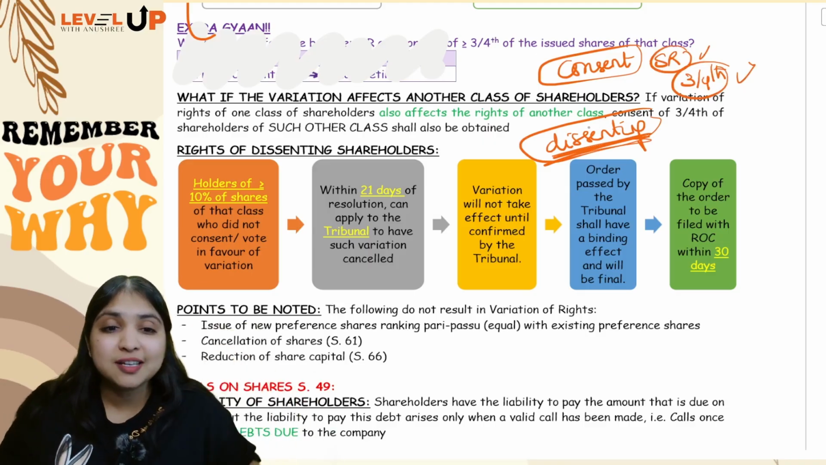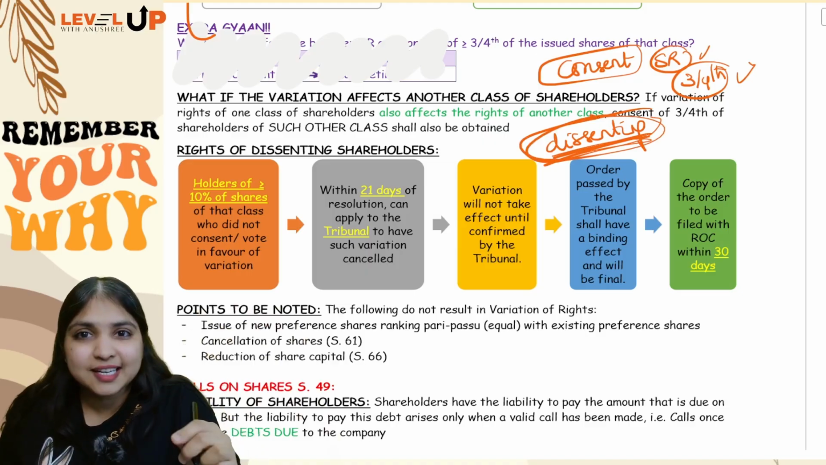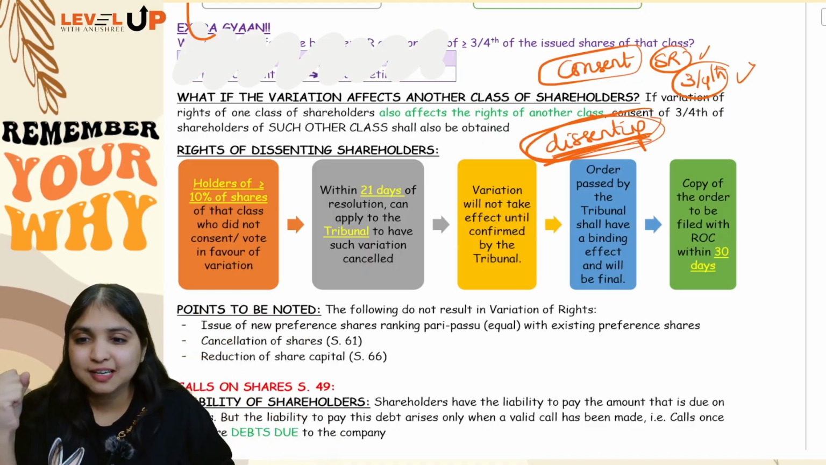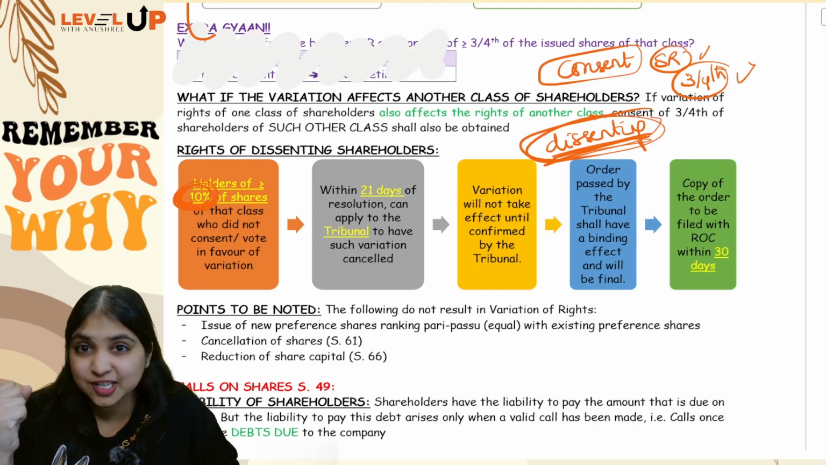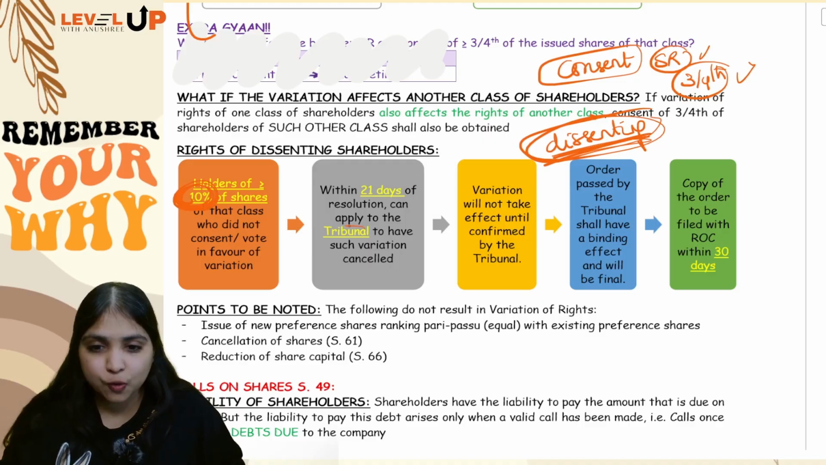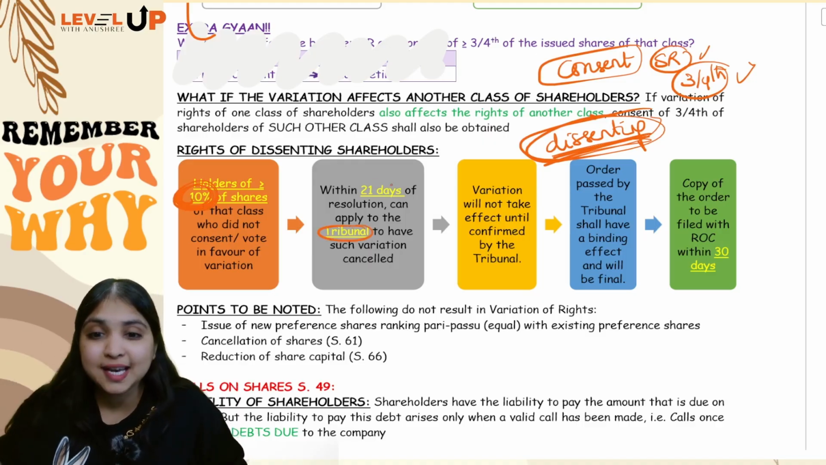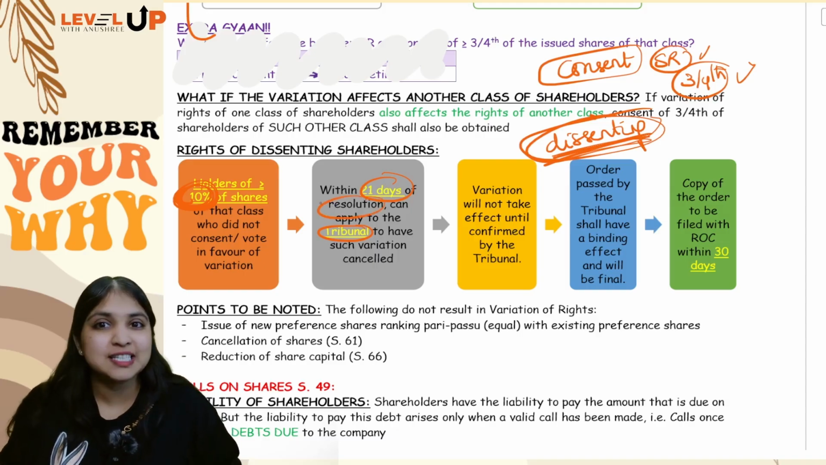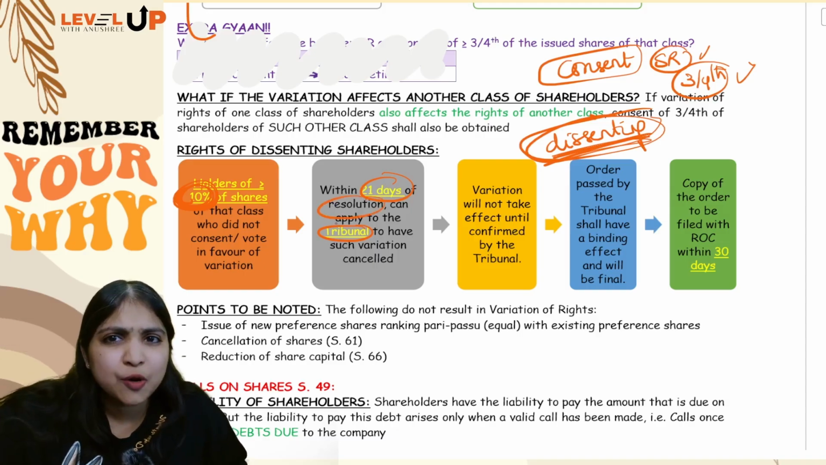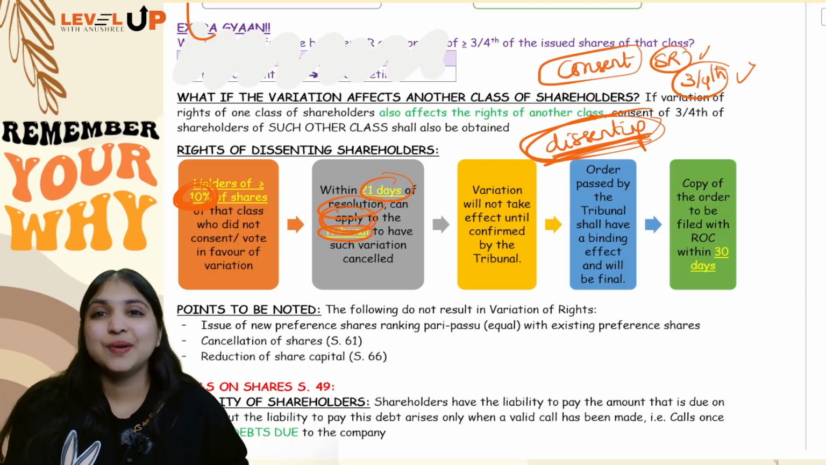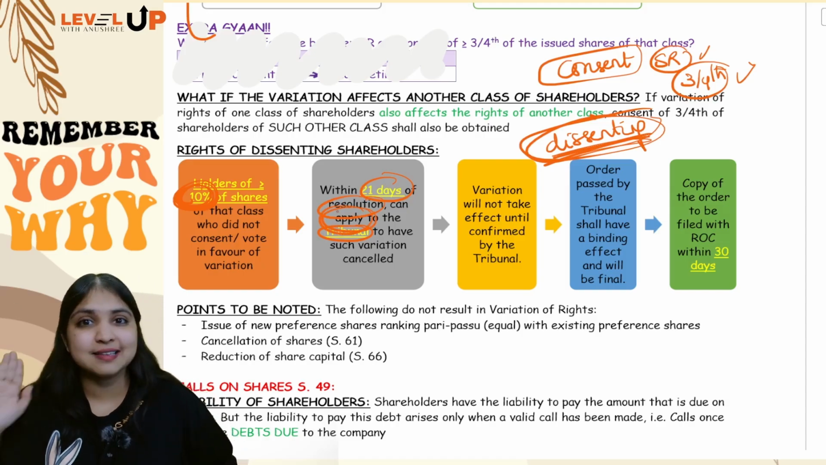But what about the dissenting shareholders? If the dissenting shareholders, the shareholders who are not okay with the variation, put together, are holding at least 10% shares of the company, then these dissenting shareholders will go to whom? They will go to NCLT. When will they go to NCLT? Within 21 days. Within 21 days from when? Within 21 days from the date of the resolution. And what will they do at the NCLT? They will file an application. What application? Requesting NCLT, please cancel the variation.